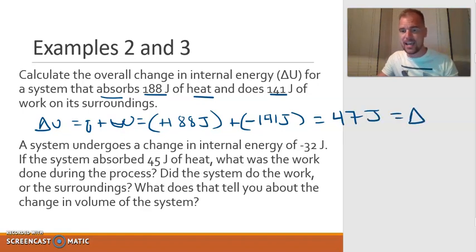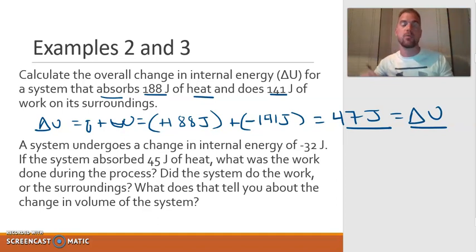This is the amount of energy that the internal energy changed by. That was the change in internal energy. So as a result of the system doing those two things, absorbing the heat and doing the work, the net change in internal energy is measured to be 47 joules. Overall, it gained energy. What was the initial and the final? We don't know, but that's the overall change in the internal energy.